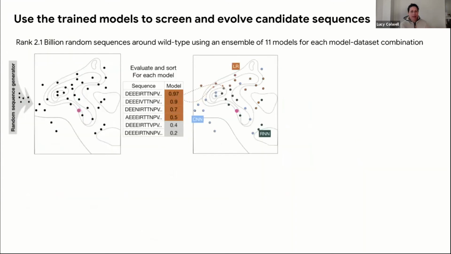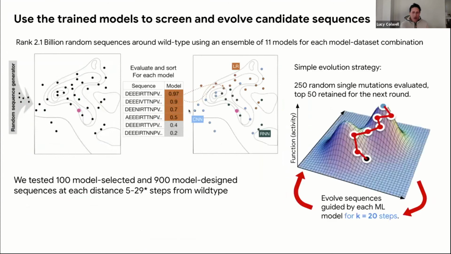And we then carried out this process of first ranking sequences using each model, and then actually evolving the sequences using each model. There was a bunch of compute involved in this whole exercise in order to design, roughly speaking, 1,000 sequences for each model at each distance from wild type. There's a lot of bookkeeping, basically, in order to keep track of all these sequences.